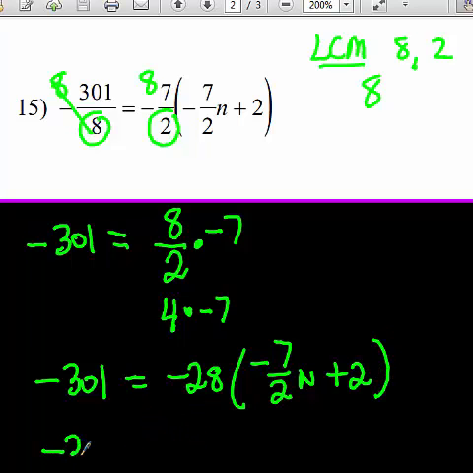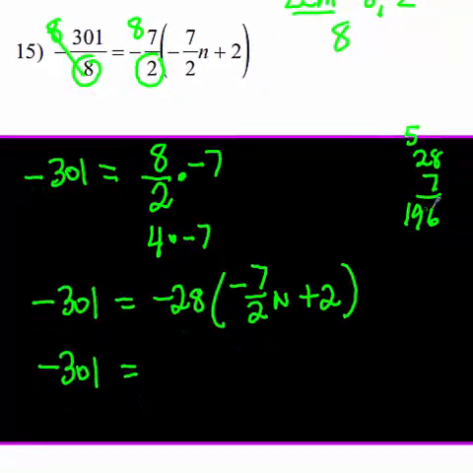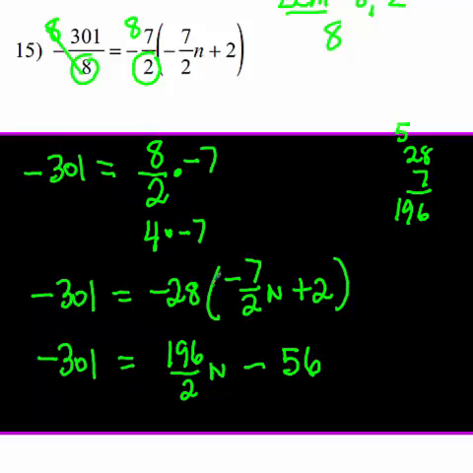Okay, so let's see where that takes me. I got negative 301 equals, if I distribute that, 28 times 7, which would be 196. So I'd have 196 over 2n, and then this would be minus 56, because negative 28 times 2.